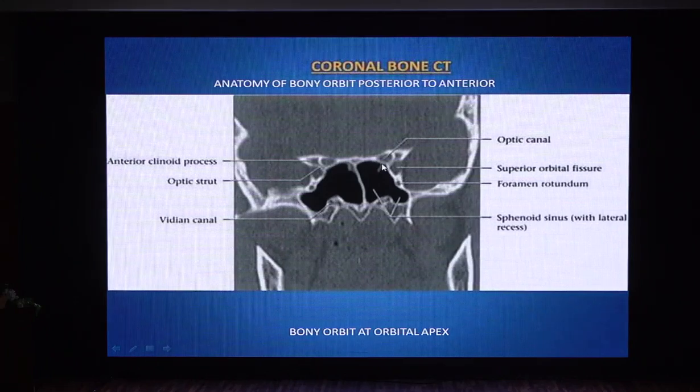Now, these are the coronal bone CT. We will see the anatomy of the bony orbit, posterior to anterior. So, this is the section taken at the bony orbit at the orbital apex. So at the orbital apex, we can see the optic canal, the superior orbital fissure, foramen rotundum, sphenoid sinus and lateral recesses, the Vidian canal, optic strut, and the anterior clinoid process.